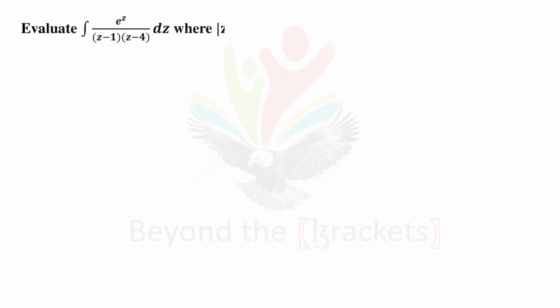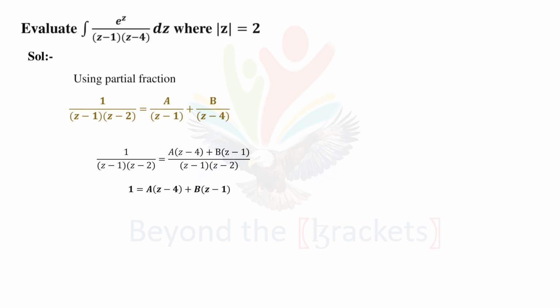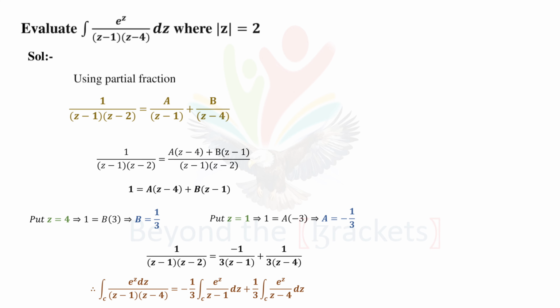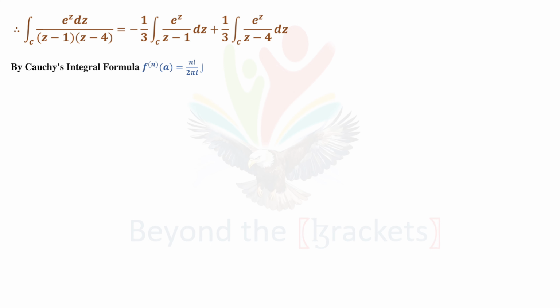Coming to the next question. Here the integrand has two linear factors in the denominator, which are z − 1 and z − 4. Cauchy's integral formula works when the integrand is of the form f(z) by (z − a). Since we have two such factors, we first split the expression using partial fractions. So we can apply the formula to each term separately.